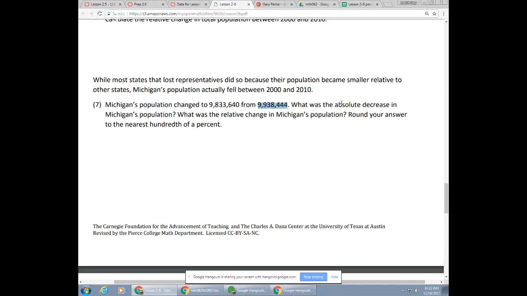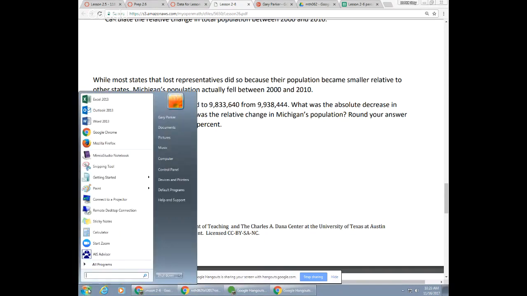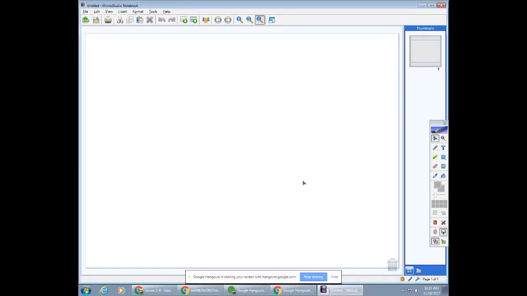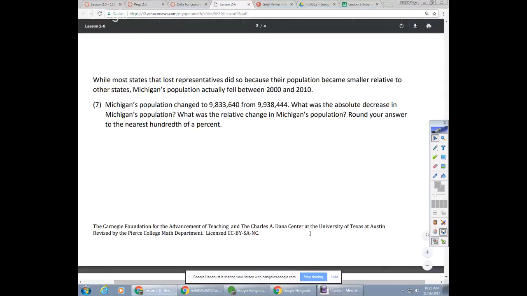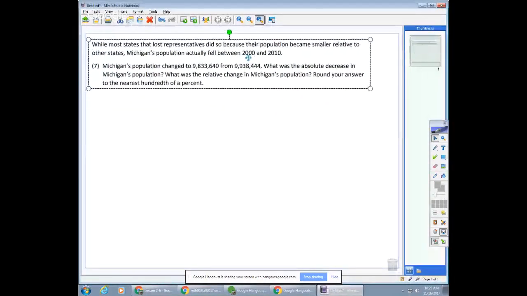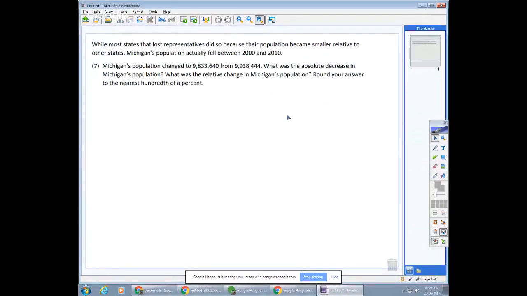So calculate that decrease, whip out your calculator, and then calculate the relative change, which is also percent change, and round that to the nearest hundredth of a percent, and then we'll see if we agree on this. Yeah, so relative change, you would subtract and get a negative number, and that would be a decrease. I'm going to copy this into my sheet here, so I can work on it. Calculator out. All right.